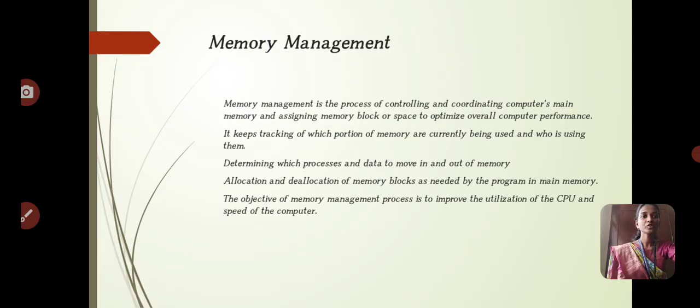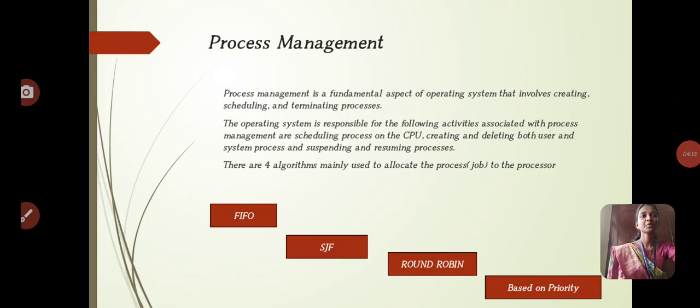Memory management is the process of controlling and coordinating the computer's main memory and assigning memory blocks or space to improve overall computer performance. So it keeps track of which portions of memory are currently being used and who is using them. It determines which processes and data to move in and out of memory. Allocation and deallocation are also done by memory management. The objective of memory management is to improve the utilization of the CPU and improve its speed. So next one is process management.